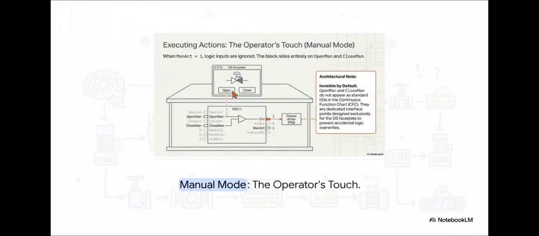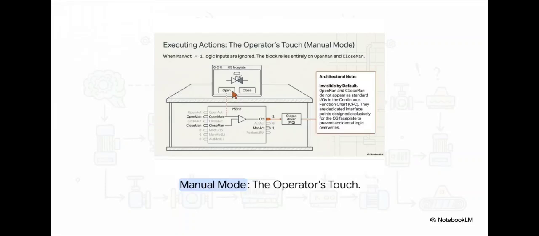But there's this brilliant safety feature built right into the architecture. I really want to highlight the crucial architectural note on the right side here. When you're in manual mode, the commands OpenMan and CloseMan are sent directly from the screen faceplate to the block.